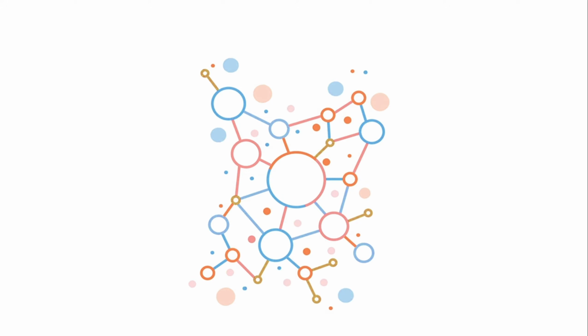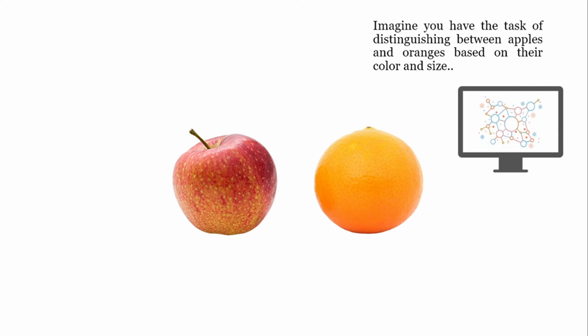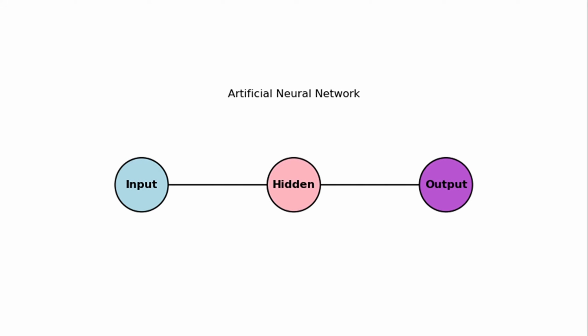Let's consider an everyday scenario to better understand the workings of a neural network. Imagine you have the task of distinguishing between apples and oranges based on their color and size. Teaching a computer to automatically perform this task would require the application of a neural network. A neural network comprises three primary components: the input layer, hidden layers, and output layer.